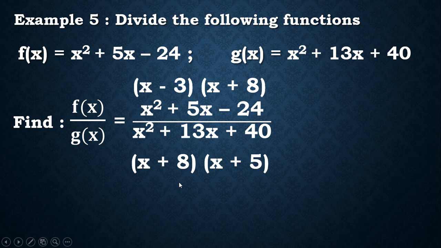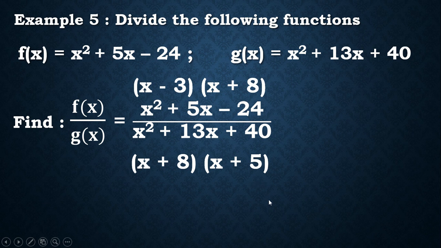And then we have to find the factors of the denominator, or the g of x. x plus 8, x plus 5. x times x, that is x squared. 8 plus 5, that is the middle term, 13x. Or you have to write the variable x beside 13. And then 8 times 5, that is 40. So we have the correct factors, both numerator and denominator.